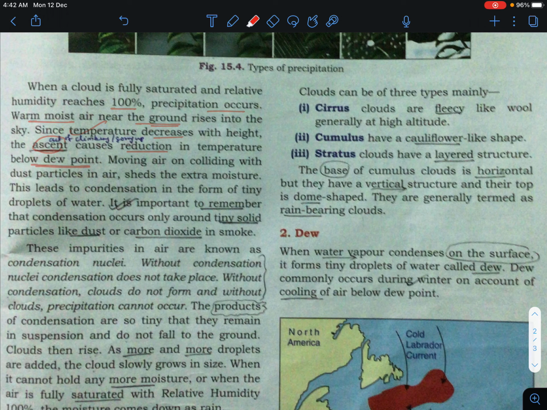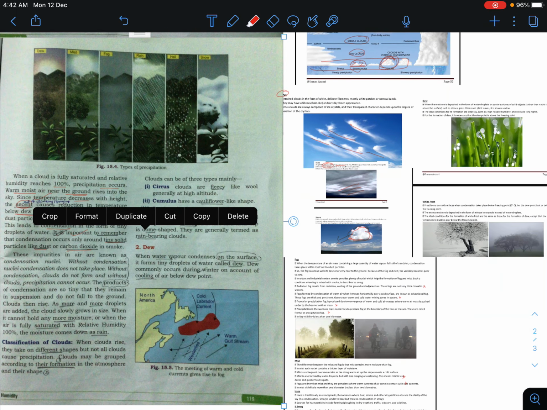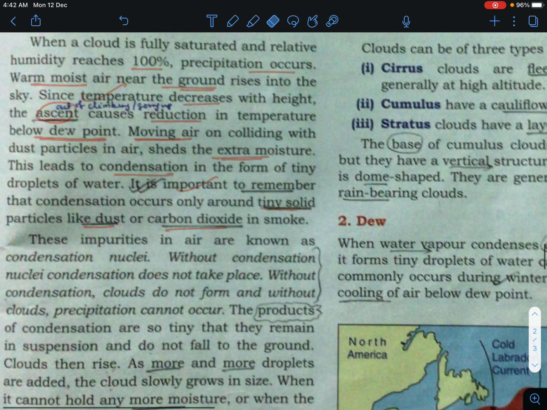We have already talked about how this moving air or water vapor will collide with the hygroscopic nuclei, and after that they set the extra moisture, and this leads to condensation in the form of tiny droplets of water. It is important to remember that condensation occurs only around tiny solid particles like dust and carbon particles in smoke. We have already studied this. Condensation can only happen around the hygroscopic nuclei.